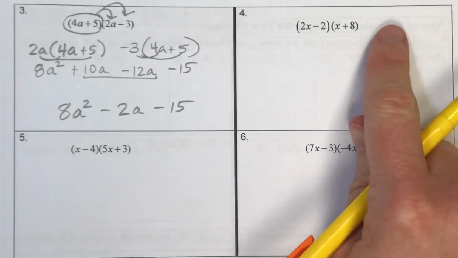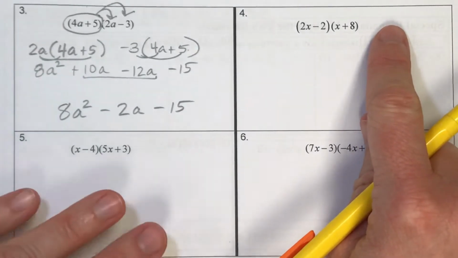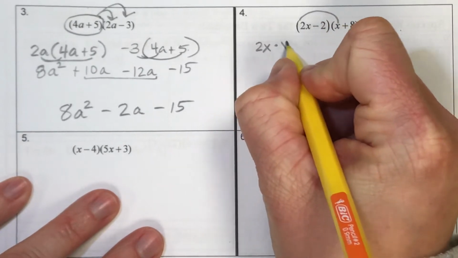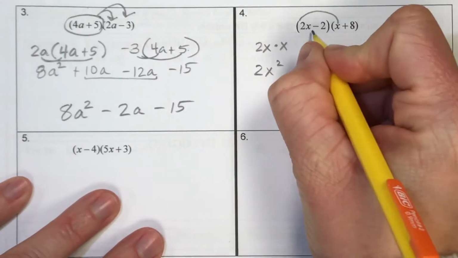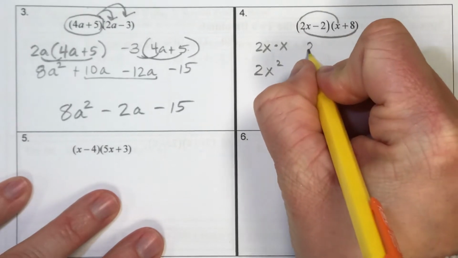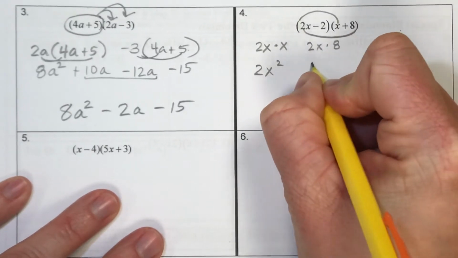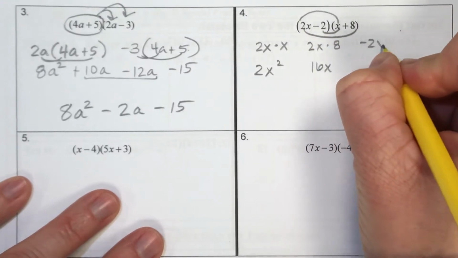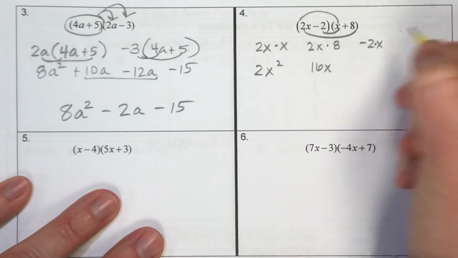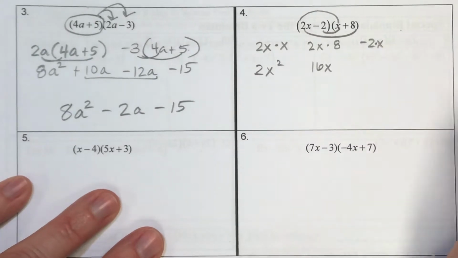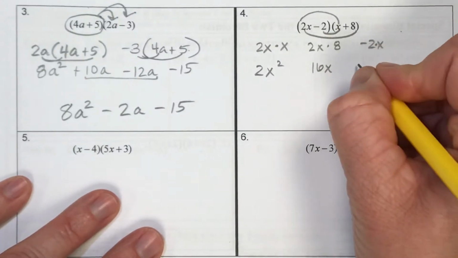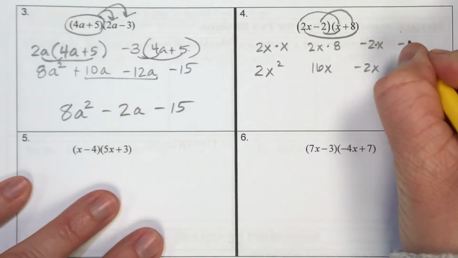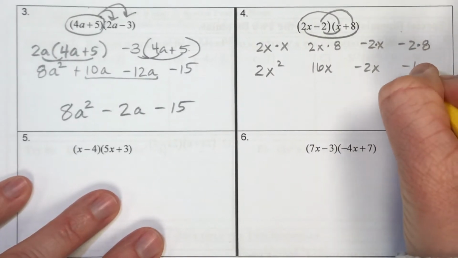Or maybe you like the FOIL method. That was the second video that I did. So the first term times the first term would be 2x times x, which will get us 2x squared. And then our outside terms, which is a 2x times an 8, or 16x. Inside terms then, -2 times x. Well, I should have written it with a multiply dot. I didn't here, so -2 times x is -2x. And then our last term times our last term, -2 times 8, which will get us -16.